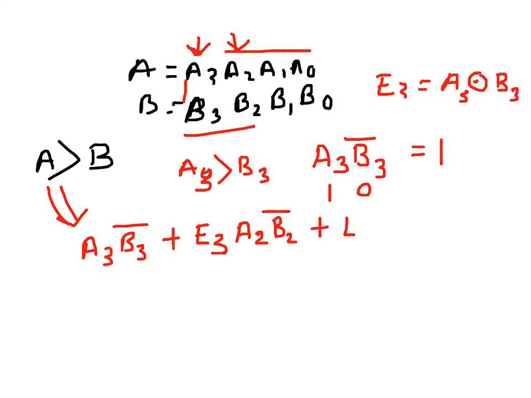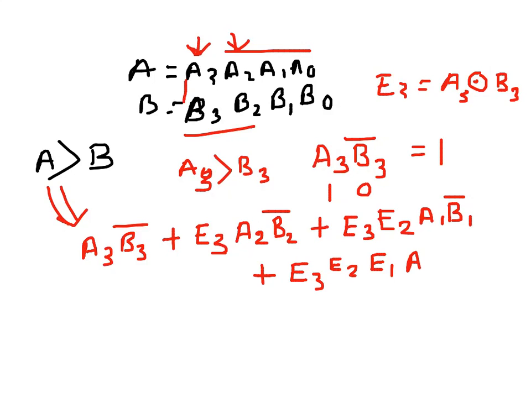Or E3, that means A3 is equal to B3, A2 is equal to B2 and A1 is greater than B1. This also means A is greater than B. Then finally E3, that means A3 is equal to B3, A2 is equal to B2, A1 is equal to B1 and A0 is greater than B0. This also means A is greater than B. So these are the conditions. This is the Boolean expression for A greater than B.